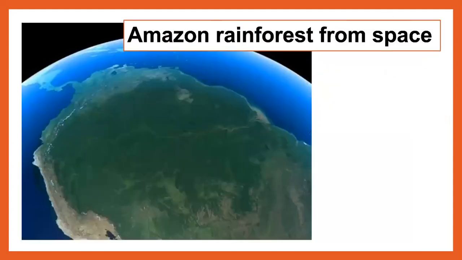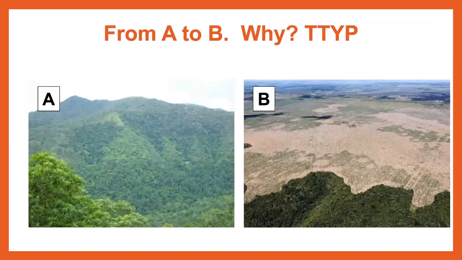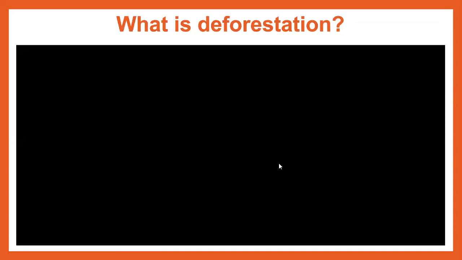So if we were to look at the picture of the Amazon forest from space, this is what it looks like. Can you imagine such a vast amount of land? This is how big the Amazon rainforest is if we were to look at it from space. So from A to B, what is the difference? Unfortunately, you don't have a partner, but if you pause the video, what is the difference between picture A and picture B? Well, we are going to find out.